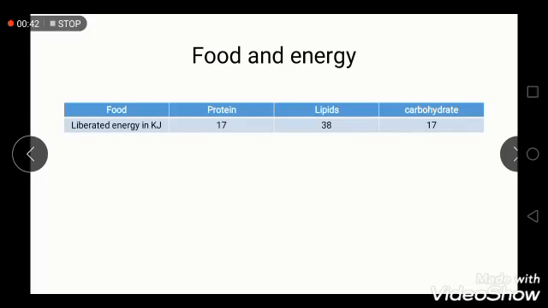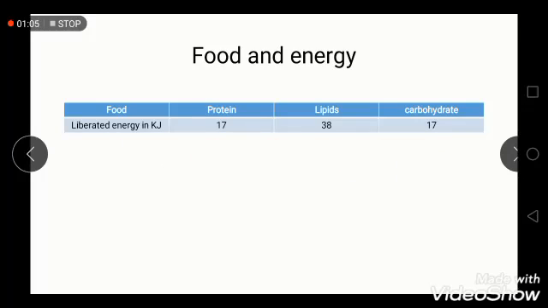Okay, so the energy is measured in kilojoules, which is the unit of energy. For example, the distance is measured in meters, the time is measured in seconds, and so on. Also, the energy is measured in kilojoules. So let's have a look at this table and see what is the most energetic food.